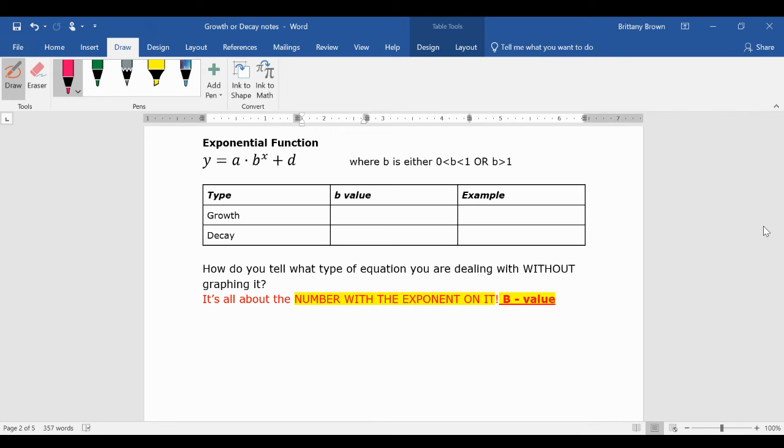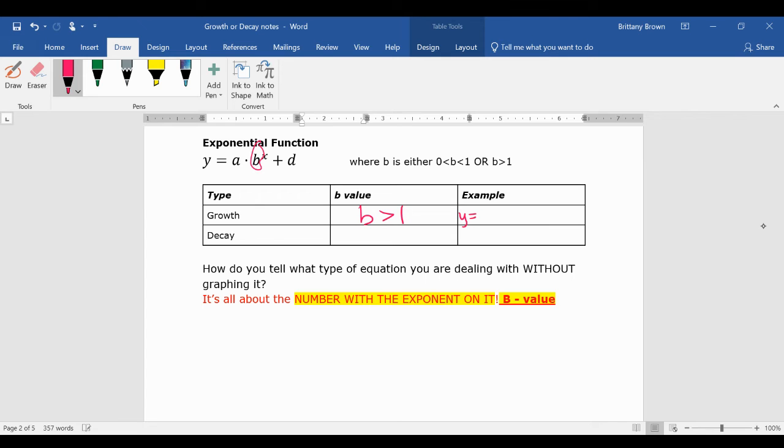So how do you know whether you're dealing with growth or decay? So it's all about that B value. All right, and here's your exponential growth function, and the B value is the number with the exponent on it. Notice that's down here, that it's highlighted. When you're looking at an example and you're trying to decide whether it's growth or decay, for your growth, the B value is going to be greater than 1.